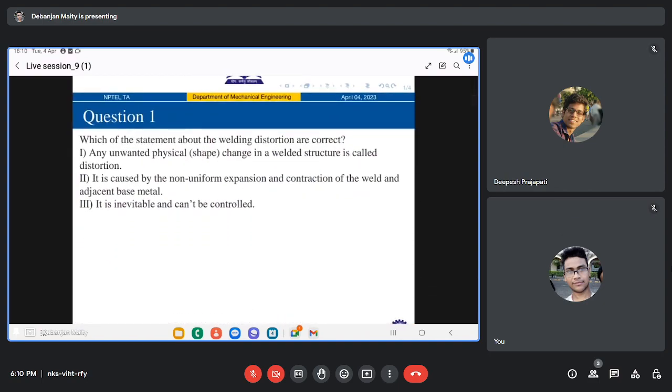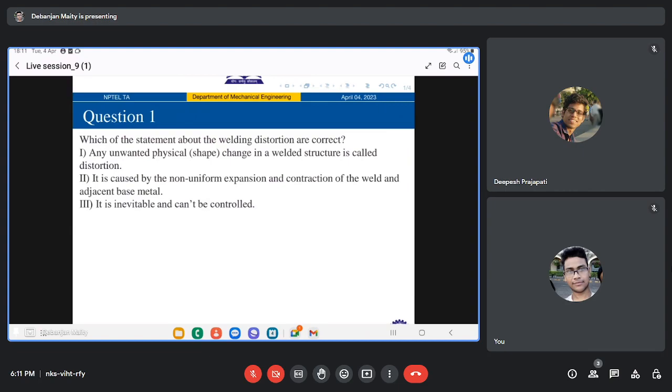So the first question is a very basic question. You should not bother about it, it is not that complex. So let us try to understand what distortion is and how it happens, right? In the earlier lecture we understood how residual stress is generated, what the effect of residual stress can be, and how you can control those residual stresses. So starting from that, let us discuss that again.